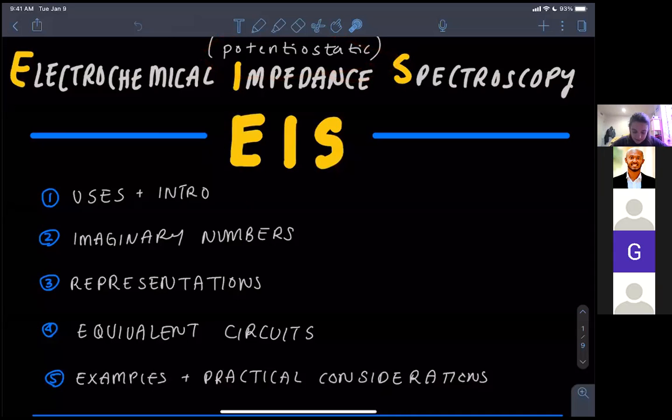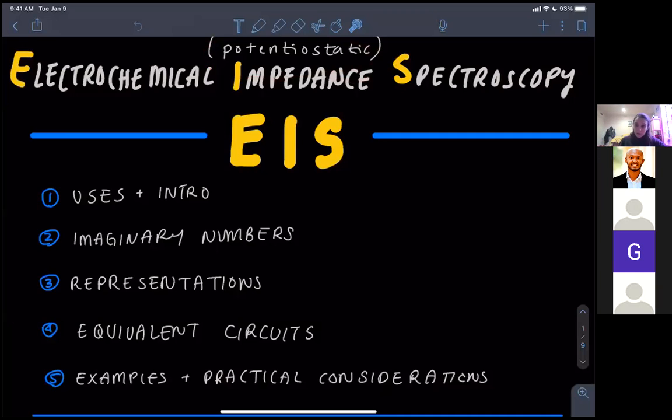If you can guess, based on etymology or roots of the word, galvanostatic has to do with varying the current a tiny bit, and then potentiostatic is where you vary the potential a little bit. But we'll get into the details of that as we go.